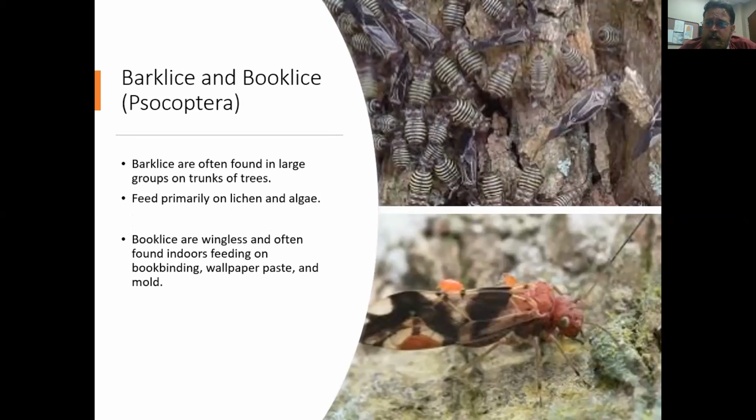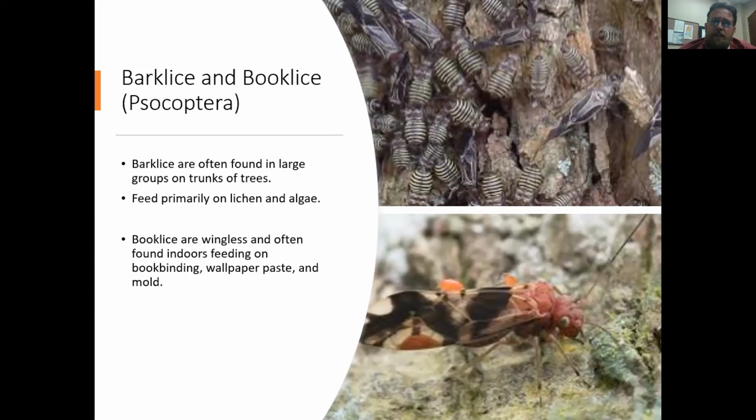They aggregate together on the trunks of trees. I'll often get pictures of them sent to me, with people asking me what they are and whether they're damaging the plant. They're actually kind of beneficial. They run around and eat algae and lichen and things like that, and do no harm to the tree whatsoever.